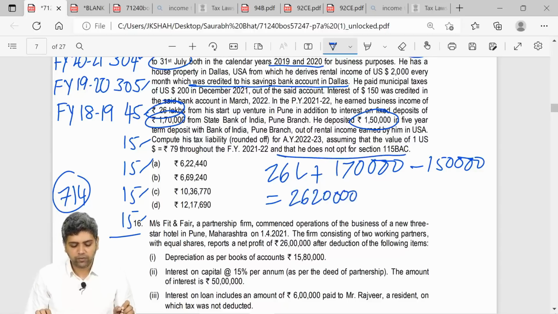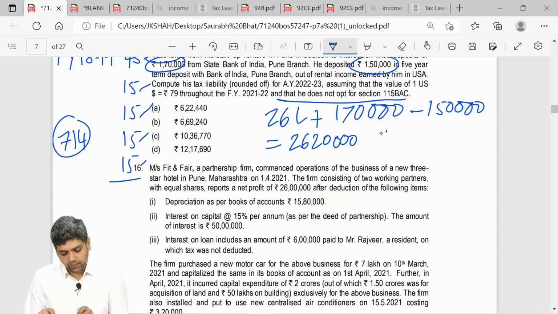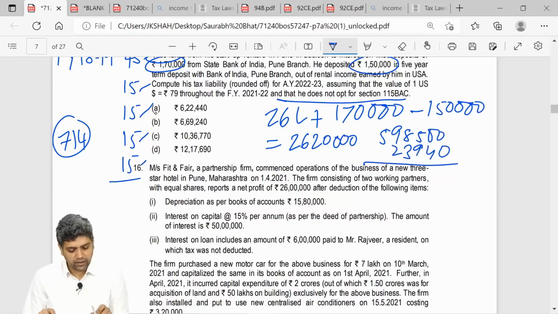He has not opted for 115BAC, that's why we took the deduction under Chapter 6A, and now you would be computing tax at slab rate. So 0 to 2,50,000 no tax, 2,50,000 to 5 lakhs 5%, 5 lakhs to 10 lakhs 20%, above that 30%. So that total for me comes to 5,98,500 plus 4%, that is 23,940. If you add that, it comes to 6,22,440. I hope this question was clear to everyone.